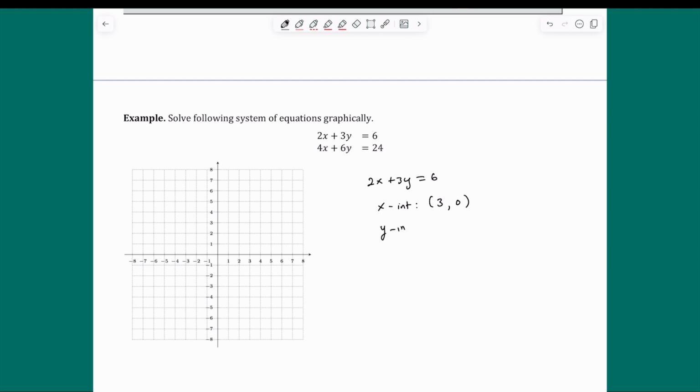What about the y-intercept? For the y-intercept, you do the same thing, except this time you set x equal to 0. And if x is 0, this term is gone, and we have 3y equal to 6. So divide both sides by 3. We get y equals 2.